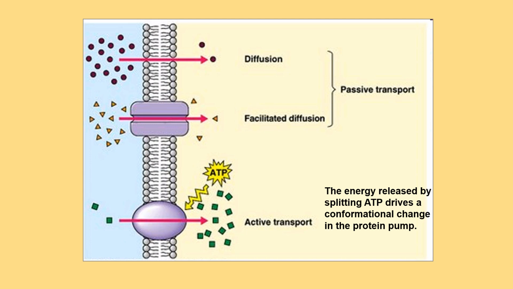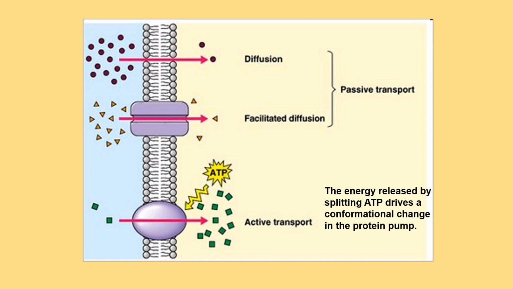So up top we have those brown circles, those brown dots, moving via simple diffusion. So they move directly through the phospholipid bilayer. So they are necessarily small and uncharged and lipid soluble. And next to that, for facilitated diffusion, we have those yellowish triangles.